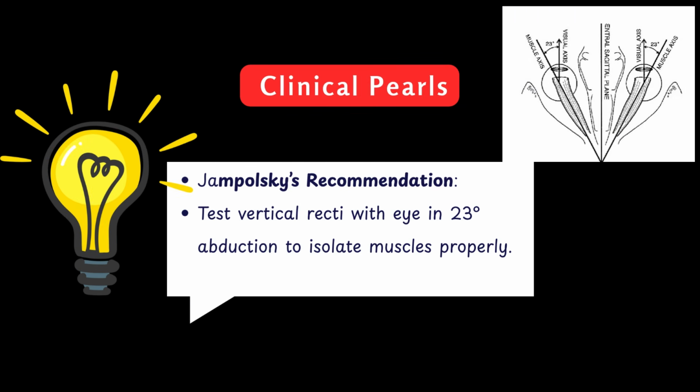Jampolsky suggested that when you are testing the vertical recti, it's better to place the eye in about 23 degrees of abduction to isolate these muscles. That's because elevation and depression are actually caused by two muscles. Elevation is caused by superior rectus plus inferior oblique together, and depression is via the inferior rectus and superior oblique. So testing in abduction isolates the recti more effectively, and that's an important clinical pearl to remember.